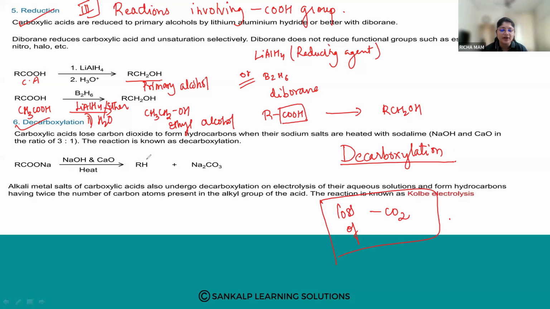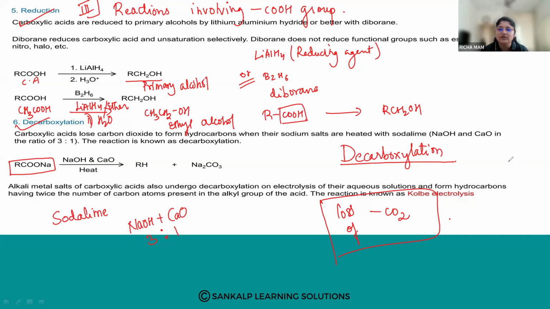So when sodium salt of carboxylic acid are heated, you have to take a sodium salt of carboxylic acid and heat it in soda lime. What is soda lime? Remember, this is also very important. Soda lime is NaOH plus calcium oxide in the ratio of 3 is to 1, or 1 is to 3.